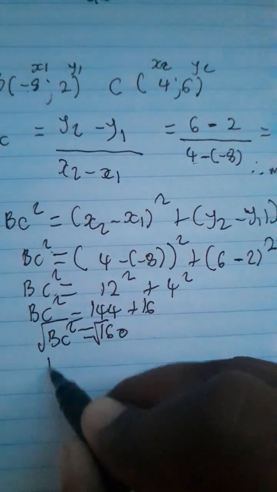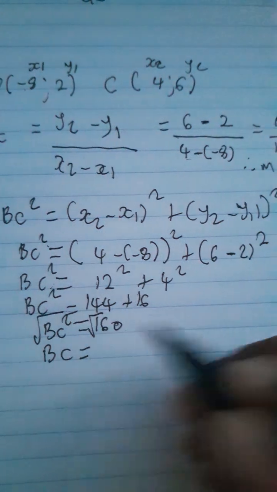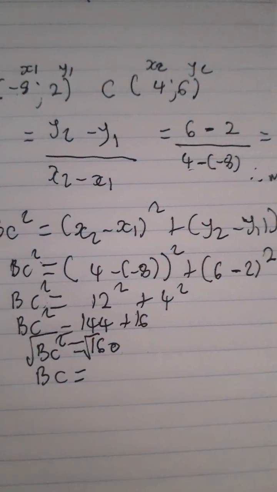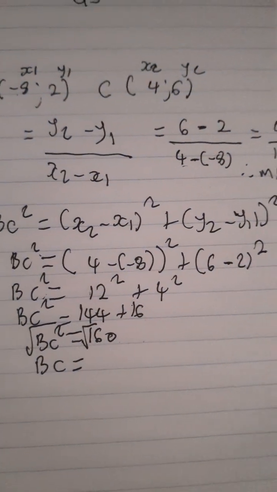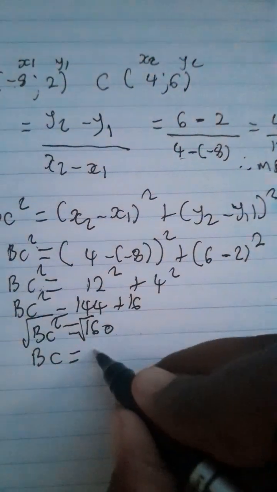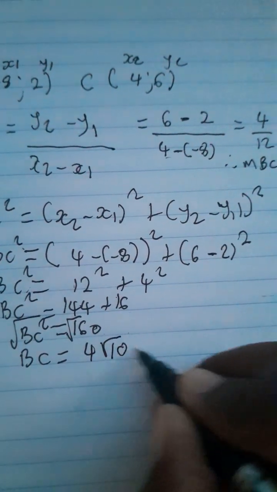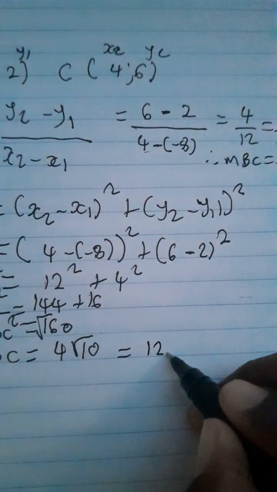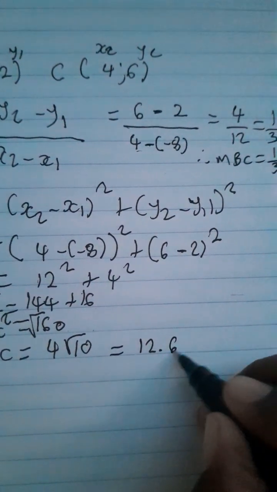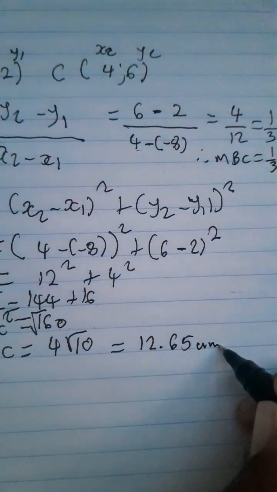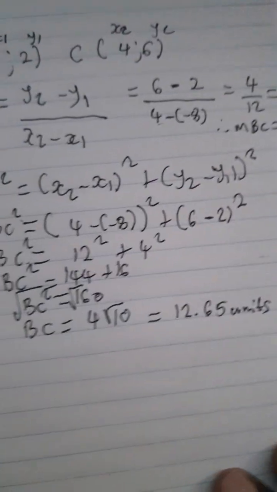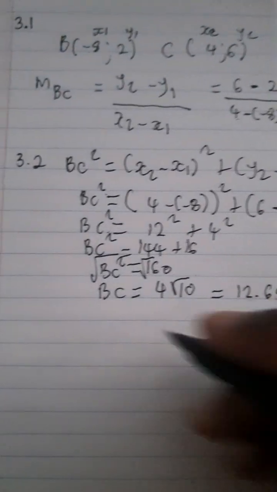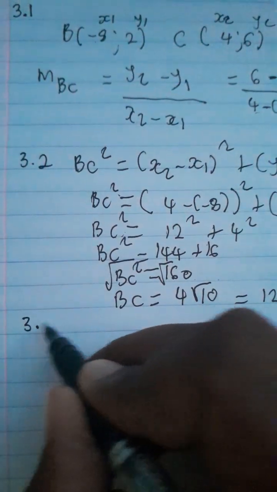We will then take the square root of BC. It's going to be root of 160. That will be 4 root 10 in surd form. In decimals, that will be 12.65 units, since it's a distance, right? So that's how, guys, we are going to work with 3.2.